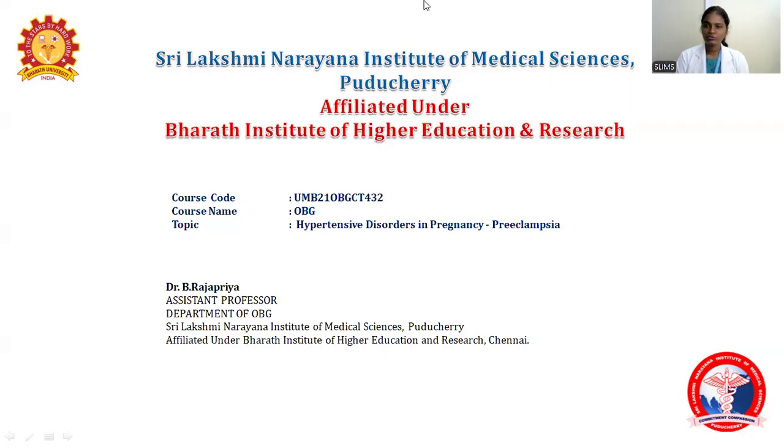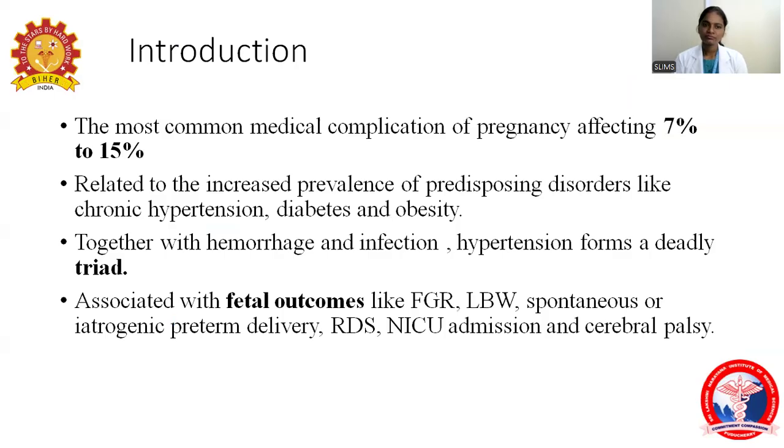Today, we are going to discuss hypertensive disorders in pregnancy, especially preeclampsia. As we all know, it's the most common medical complication in pregnancy, with an incidence of 7 to 15%, and the increased prevalence is due to predisposing factors like chronic hypertension, diabetes, and obesity. In addition to hemorrhage and infection, hypertension forms a deadly triad. Associated with this, fetal outcomes will be very bad, like fetal growth restriction, low birth weight, spontaneous or iatrogenic preterm delivery, respiratory distress syndrome, NICU admission, and so on.